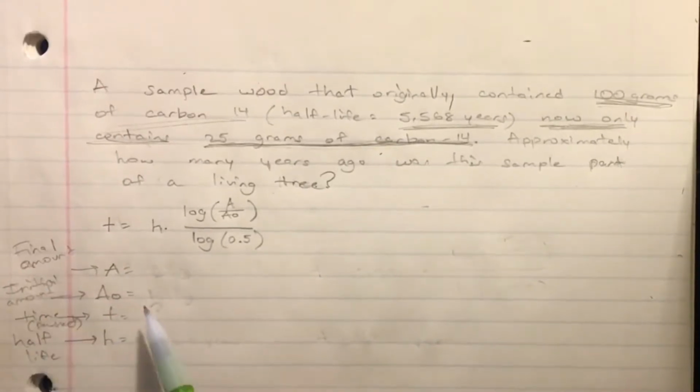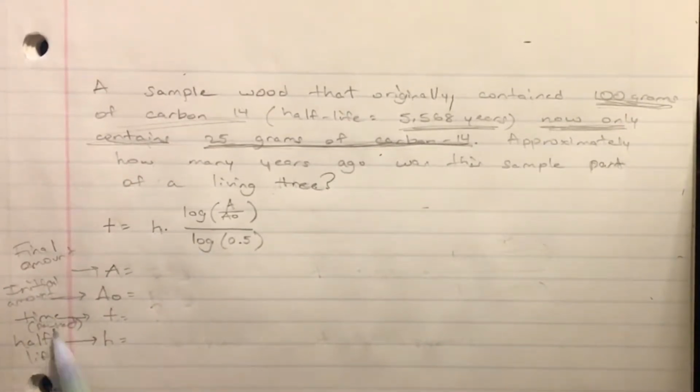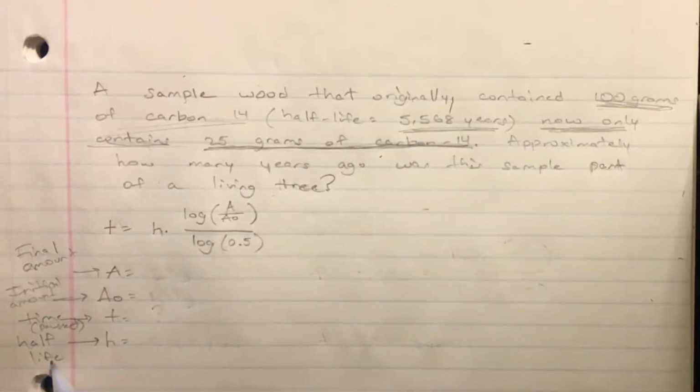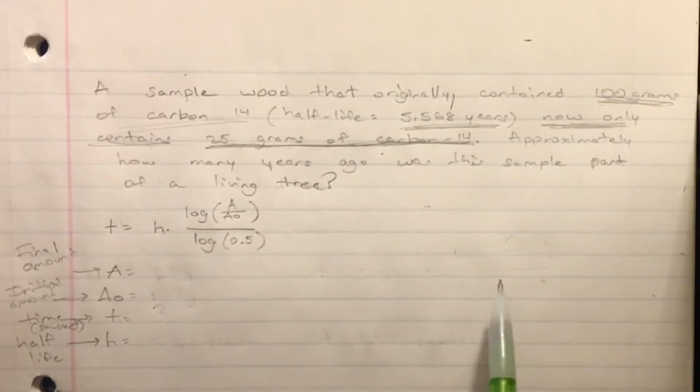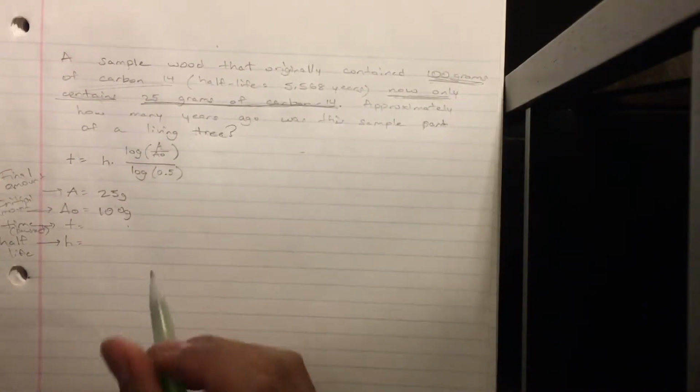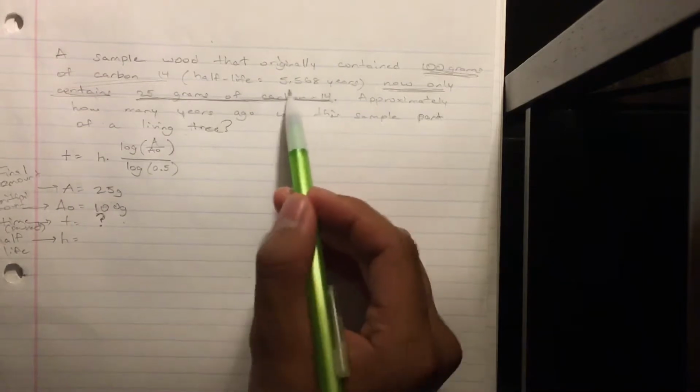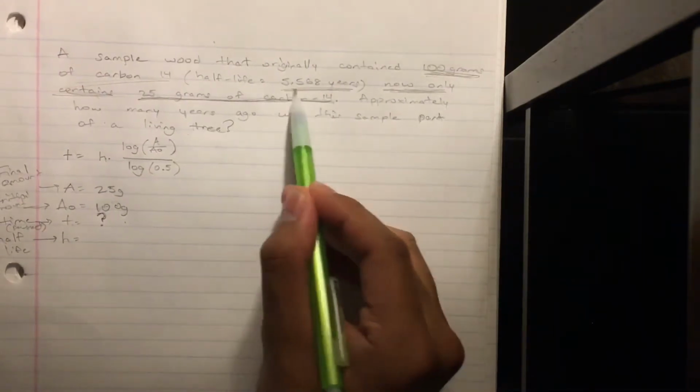So, A is the final amount, A naught is the initial amount, T is the time passed, and H is the half-life. From reading this, we can see that the final amount is 25 grams of carbon-14. And a little clue, right before that, says "now only contains." The initial amount is 100 grams of carbon-14. As for the time passed, well, we don't know. So I usually like to put a question mark just so I know what I'm looking for. And the half-life is going to be 5,568 years, and it says so in the problem.